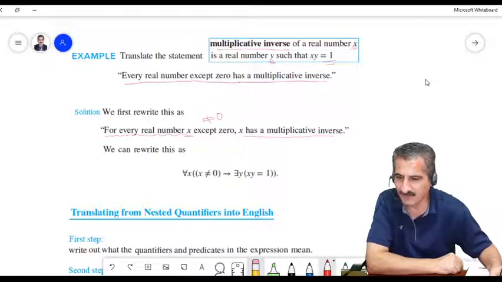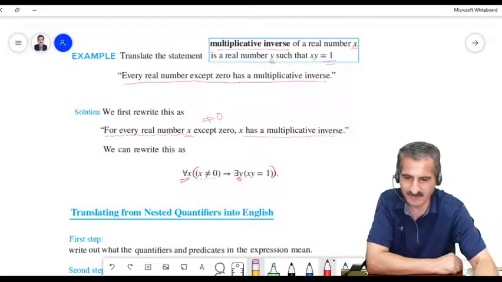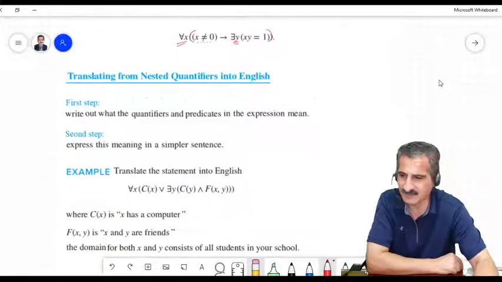Here we go. For every x which is not 0, then there exists y such that x times y equals 1. Okay, so we have nested quantifiers here.